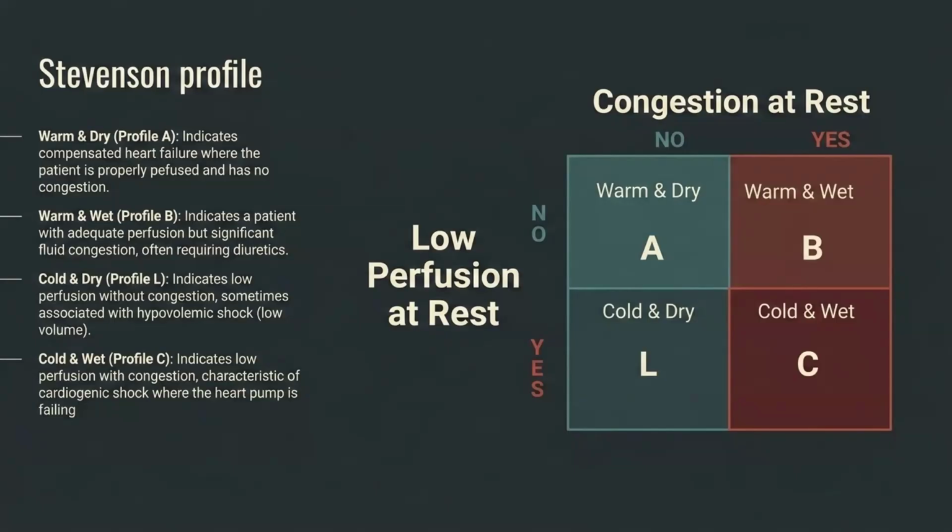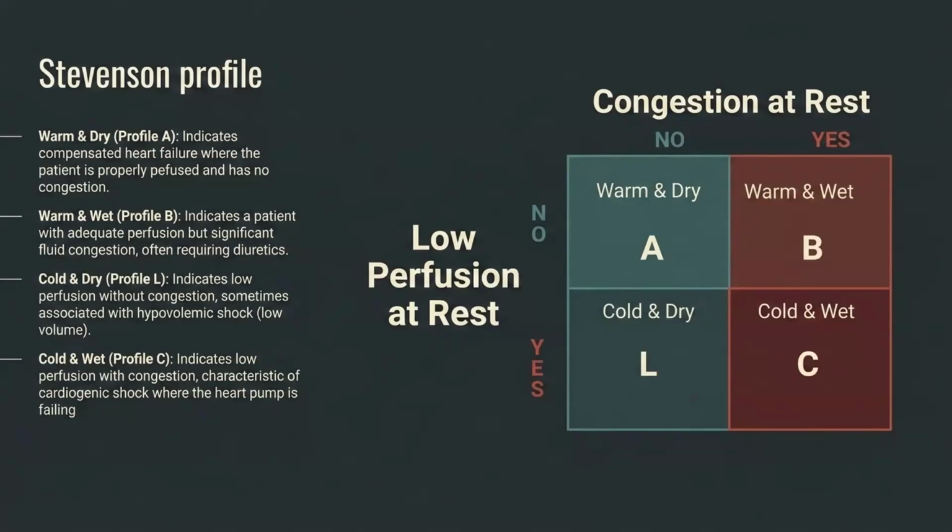The cold and dry, the cold and wet are both going to be low perfusion states. So cold and dry, they're going to have low perfusion without congestion. They'll just be like hypovolemic shock, and you're going to treat them by giving a little bit of fluid back. Cold and wet profiles is a low perfusion with congestion. This is characteristic of cardiogenic shock, where the heart pump is failing.